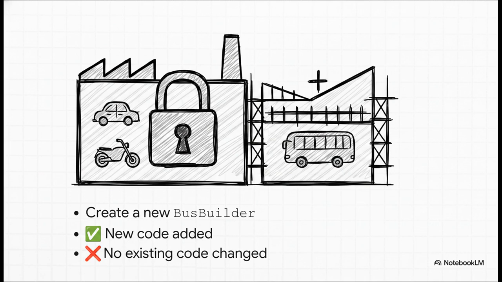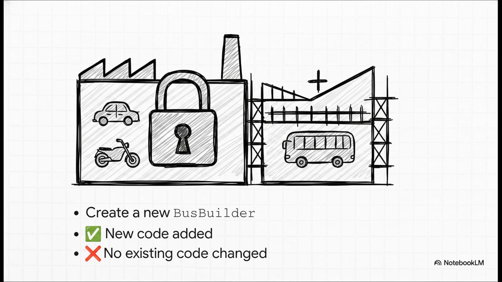It's a perfect example of a core software design principle called the open-closed principle. It means our system is open for extension. We can easily add a new bus builder, but it's closed for modification. We don't have to touch a single line of our existing working code. The director doesn't change, the car builder doesn't change. We just add new functionality without risking anything that's already there.